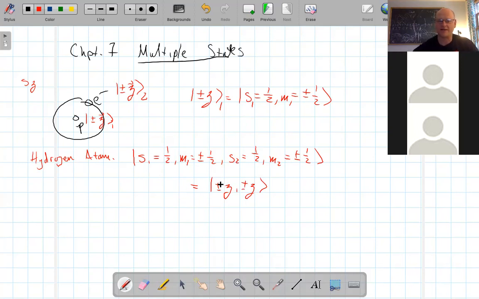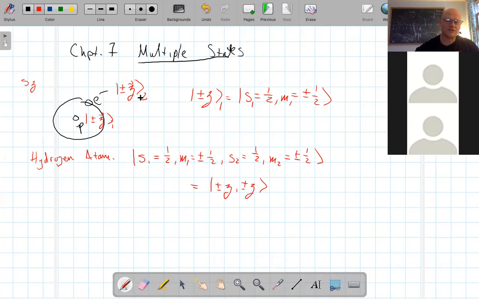Here, we're describing each individual particle. The first part describes the spin components of the first particle, and the second part describes the spin components of the second particle. So it's saying that this is spin up: S1 equal to 1/2, and then M, the Z component or the magnetic number, is plus or minus 1/2, and the same thing for this guy.